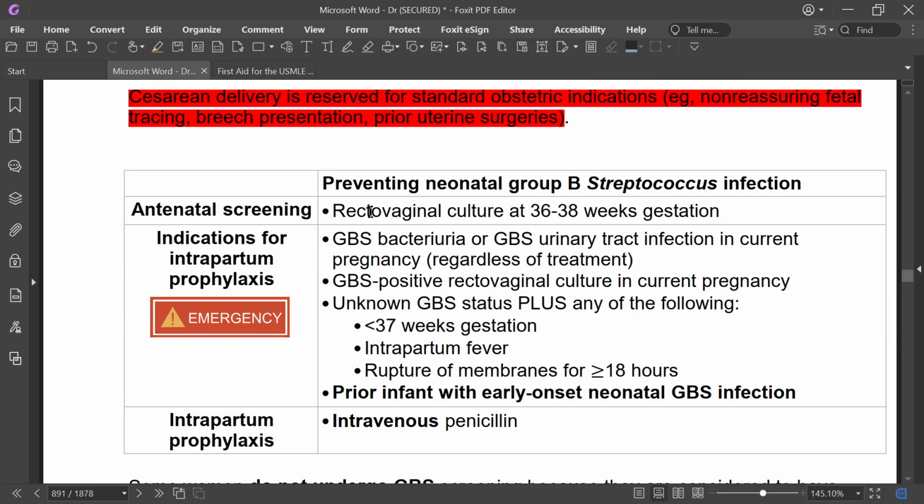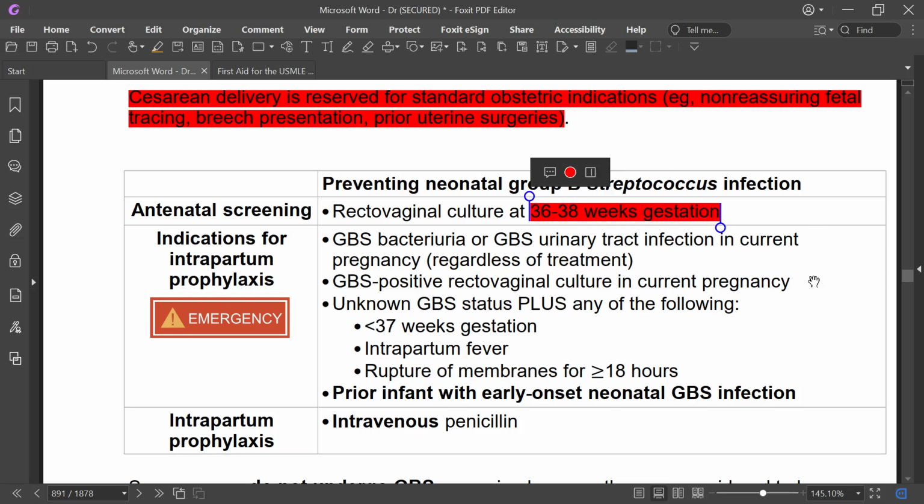Preventing neonatal group B streptococcal infection: rectovaginal culture at 36 to 38 weeks of gestation. Indications for prophylaxis are GBS bacteriuria or UTI in the current pregnancy, and group B streptococcus positive on rectovaginal culture in the current pregnancy.